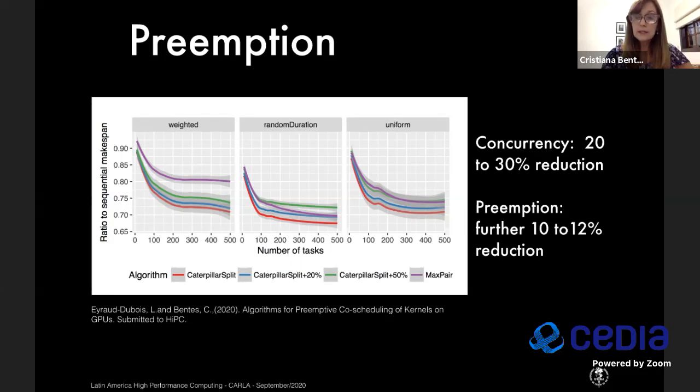What was interesting is that we assume a very high preemption cost. On the blue curve, we assume that the preemption costs 20% of the kernel execution, and on the green curve, we assume that preemption takes 50% of the kernel execution. And even so, we got reductions in the turnaround time with this high overhead of preemption.